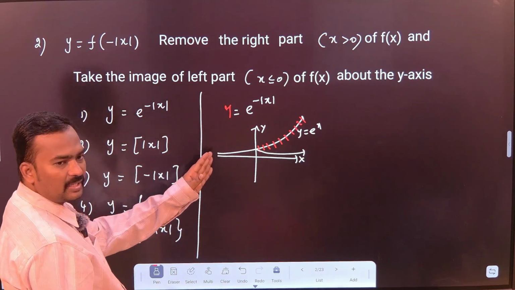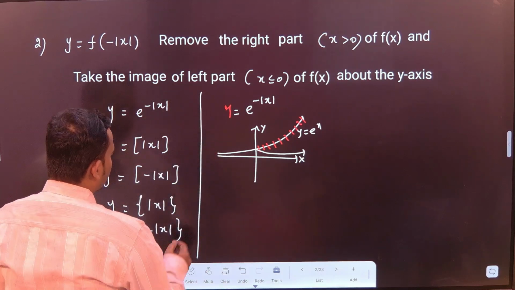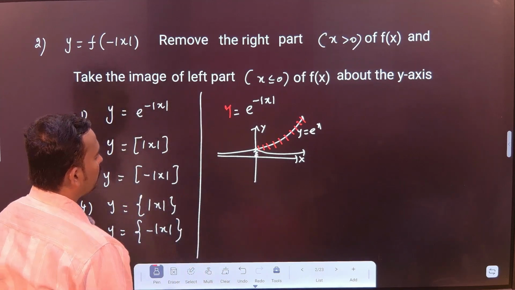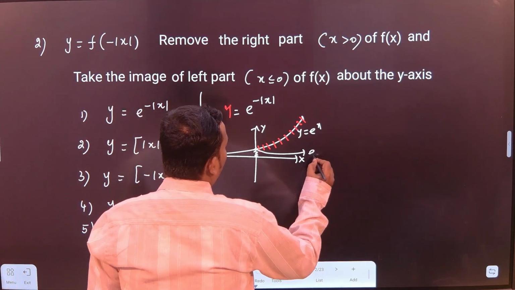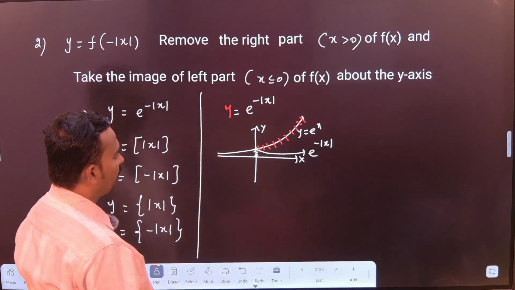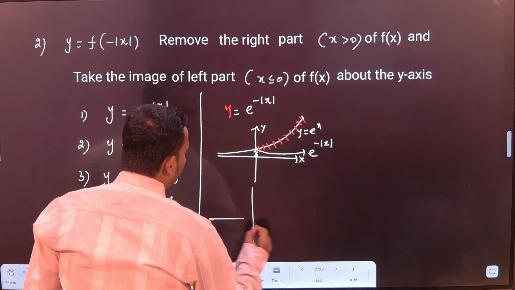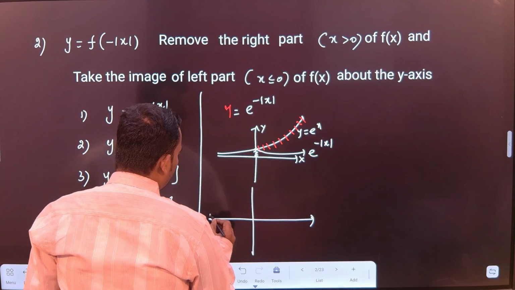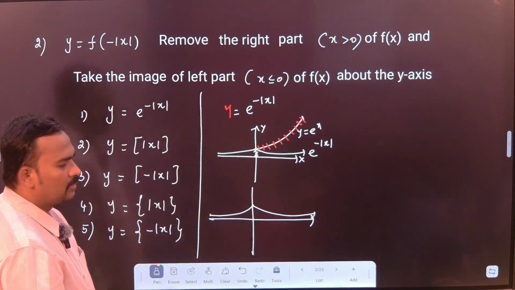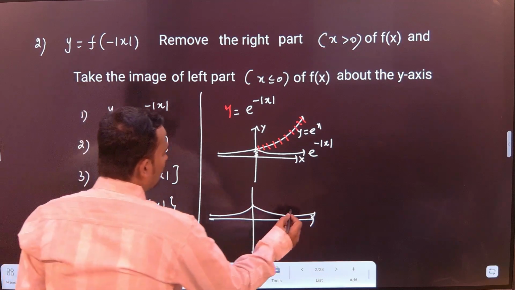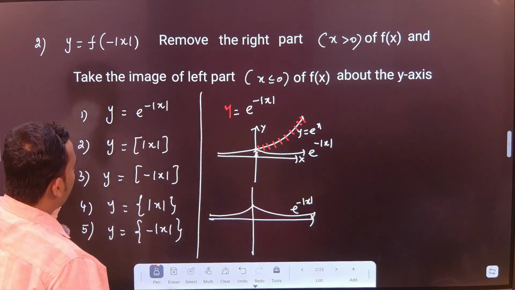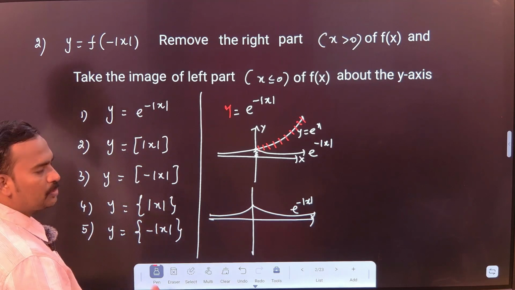Whatever the left side is there, take the image with respect to y axis. Consider this the mirror. This is your e power minus mod x curve. That means if you draw it separately, this portion will be like this. Okay, e power minus mod x curve.